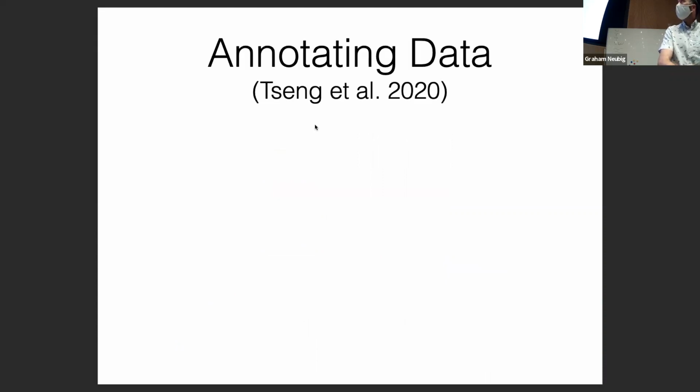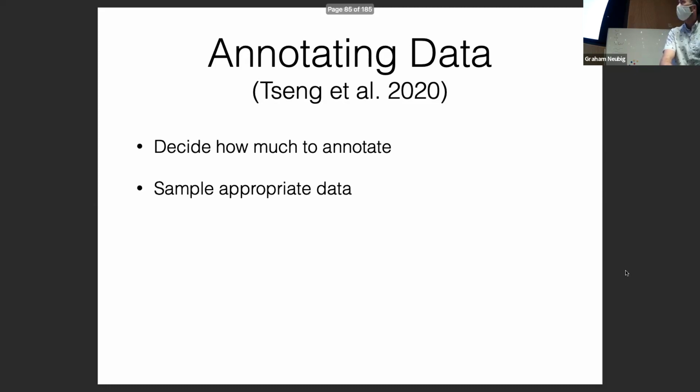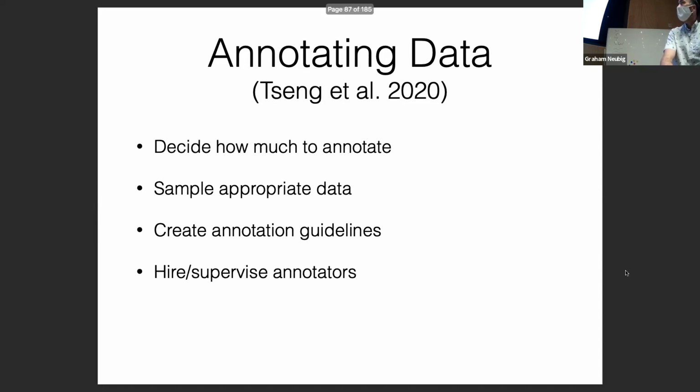So this reference up here is a guide of best practices for annotating data. This goes into a lot more detail than I'm going to go into here. But basically, when you're annotating data, you'll want to decide how much to annotate. You'll want to sample appropriate linguistic data, so basically the inputs to your model. Create annotation guidelines, hire or supervise annotators, evaluate quality, and other things like this.